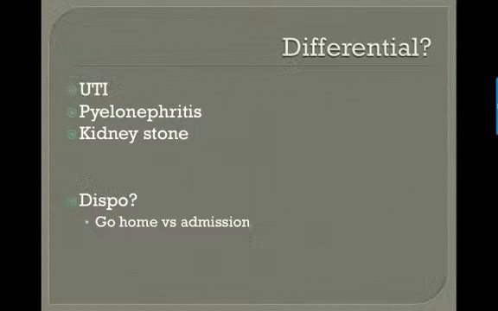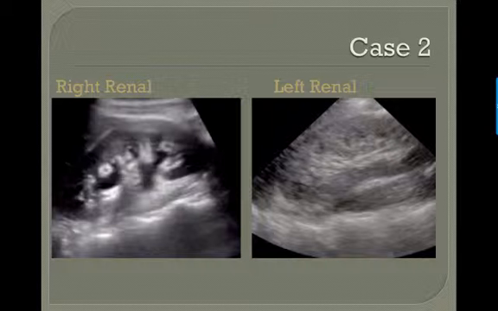So your differential: urinary tract infection, pyelonephritis, maybe a kidney stone. You're wondering, can I just send her home, or does she need further workup at this time? So you do a bedside ultrasound, and as you can see on the right, there's moderate hydronephrosis, and the left appears normal. So it'd be a good idea at this point to probably send her to the nearest emergency department or to admit her for further workup so that you could check some labs and maybe obtain further imaging.